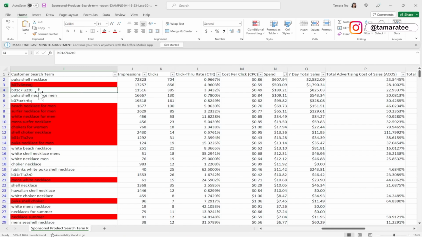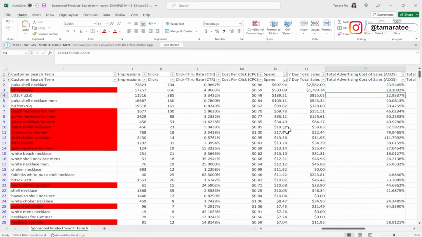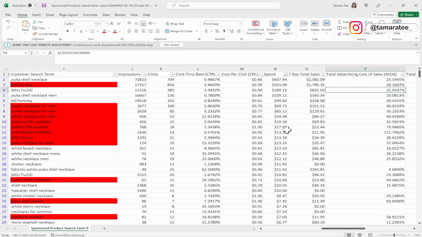But our next ASIN right here, our next competitor, I spent $189 and my ACoS is 22%. Not bad. I will just leave this ASIN here the way it is so customers can find my competitor's ASIN, find my sponsored ad within it, and hopefully they buy my product and I make some profit. So this is how you optimize your automatic PPC campaign.